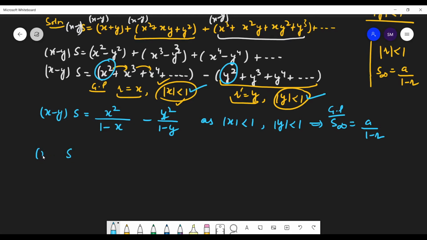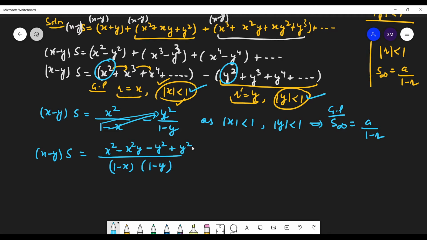So first of all, you can take the LCM here. What's the LCM? 1 minus x into 1 minus y. So 1 minus y is multiplied with x square. What do you get? x square minus minus 1 multiplied with y square. And what's the next term, students? Plus x square, minus. This minus and this is also minus, so minus minus will become plus y square x.